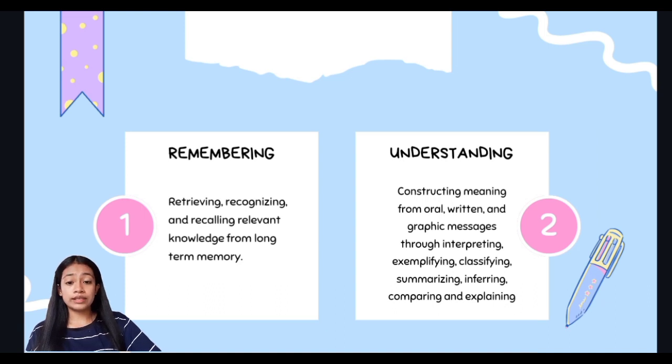So the first one is remembering: retrieving, recognizing, and recalling relevant knowledge from long-term memory. So this lays the foundation of higher order thinking skills by establishing a base of knowledge. Next is understanding: constructing meaning from oral, written, and graphic messages through interpreting, exemplifying, classifying, summarizing, inferring, comparing, and explaining. So this level focuses on interpreting and clarifying information.